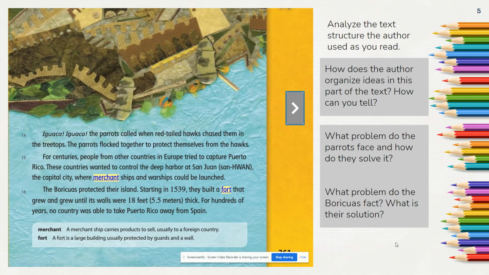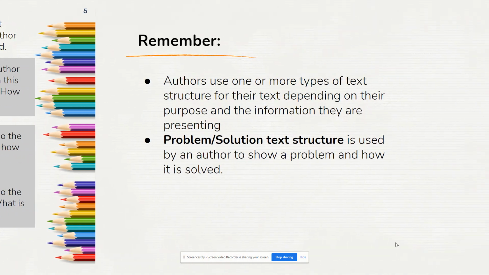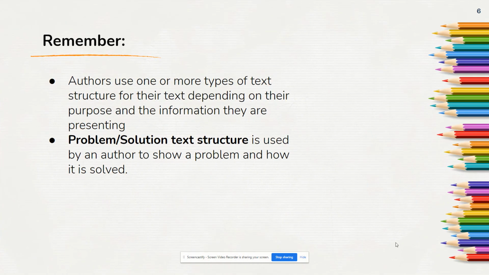Okay, now that you've answered those questions, did you notice that there was a solution for each problem within the text? Did you see how the author used this text structure to carry the story along and express the important points of the story that they wanted to convey? I want you to remember, readers, authors will use one or more types of text structure for their text depending on their purpose and the information they're presenting. The problem and solution text structure is used by an author to show a problem and how it's solved.